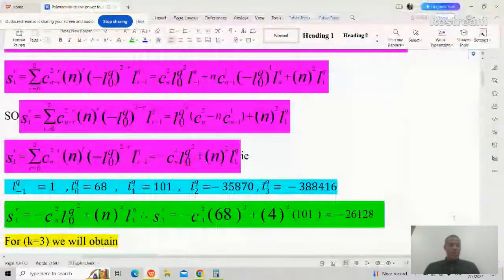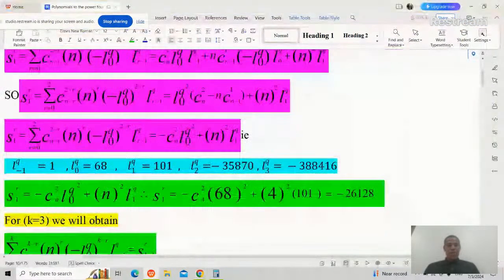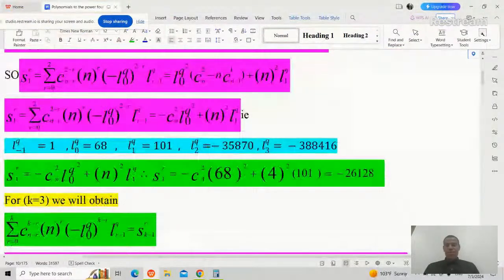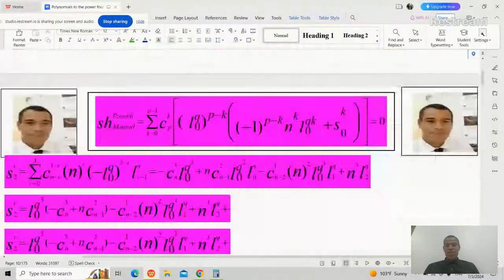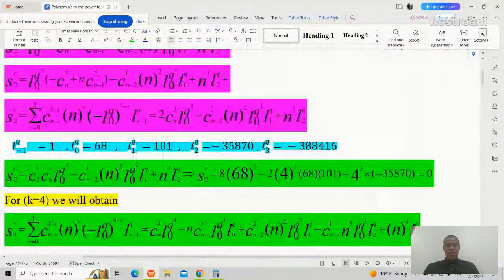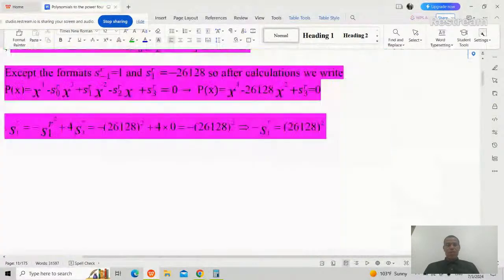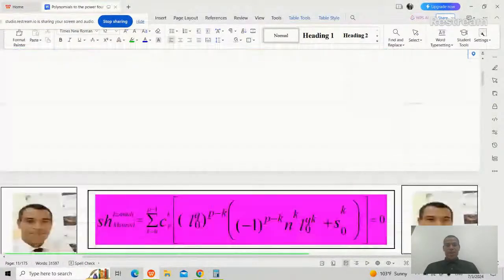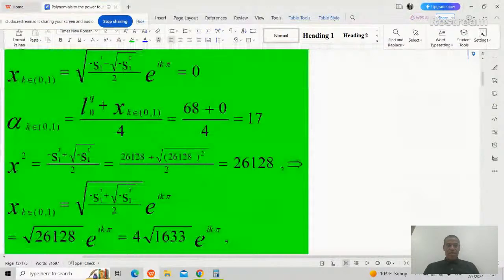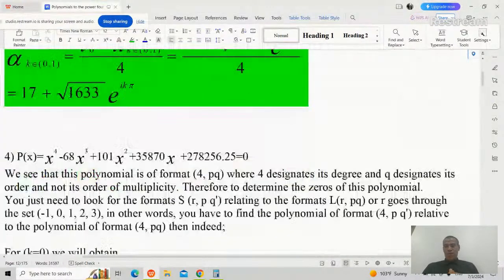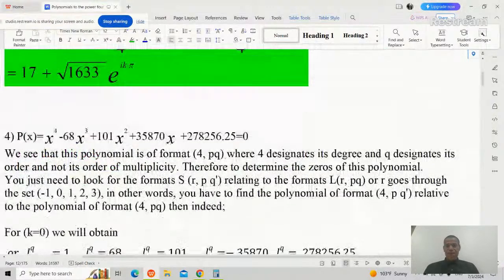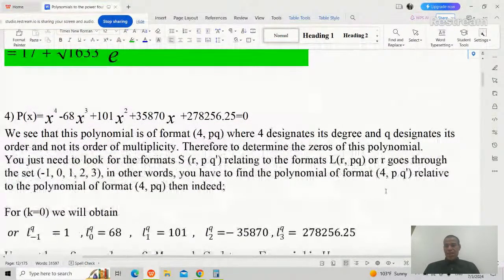We have a polynomial to the power 4, and we are going to evaluate first S minus 1, then S0, then S1, then S2, and we stop at S3 because it's a polynomial of degree 4. Let's start, learners. I wish that this example will help you understand my discriminant formula. So this is a polynomial to the power 4. I'm going to solve this polynomial raised to the power 4.